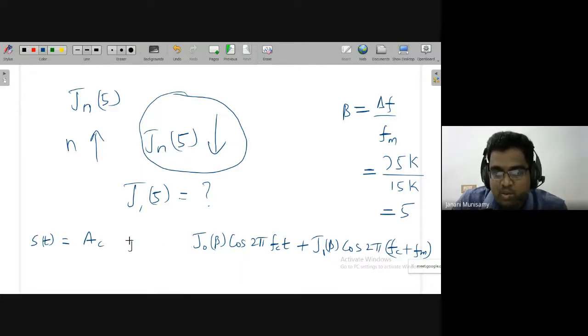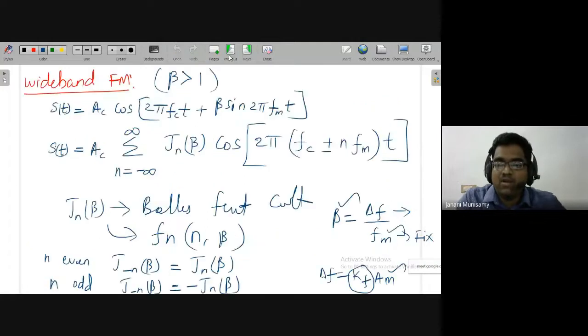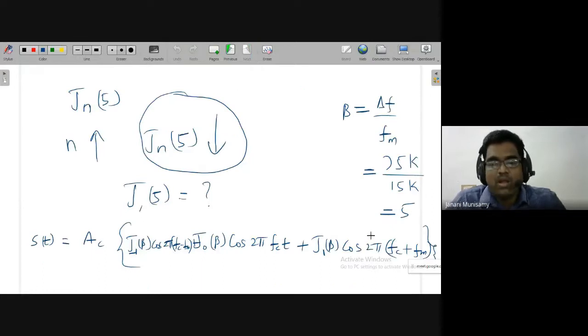When n is negative, I will get J minus 1 beta, okay, cos of 2 pi Fc minus Fm. Like this, I can expand this equation up to infinite. Now, how many signals will be there? Once you expand, n can vary from minus infinity to plus infinite. Once you expand, you will have infinite terms.